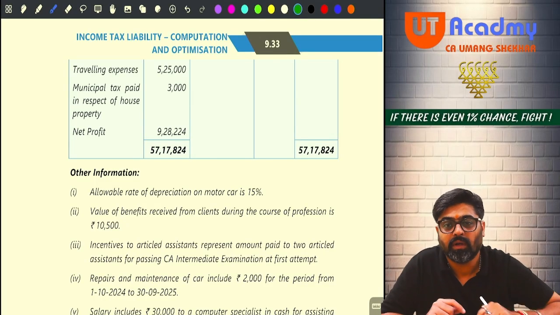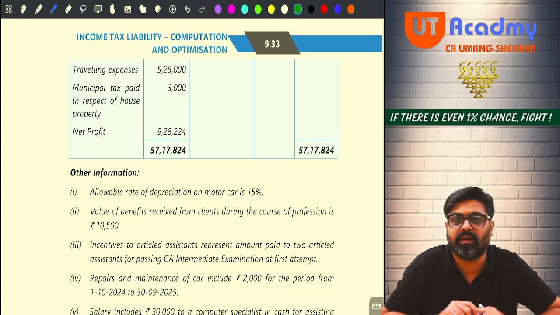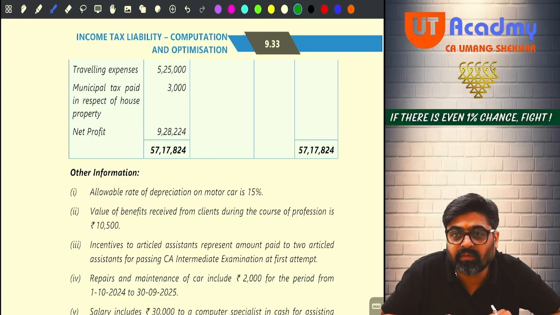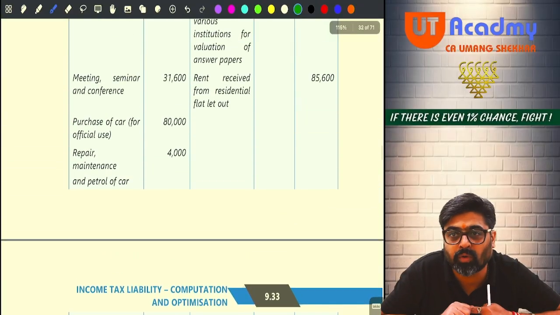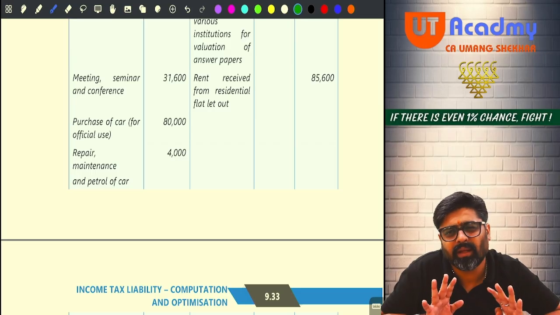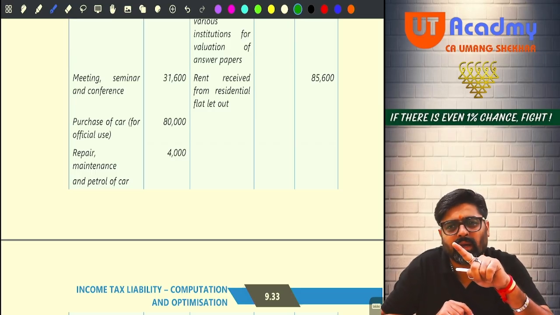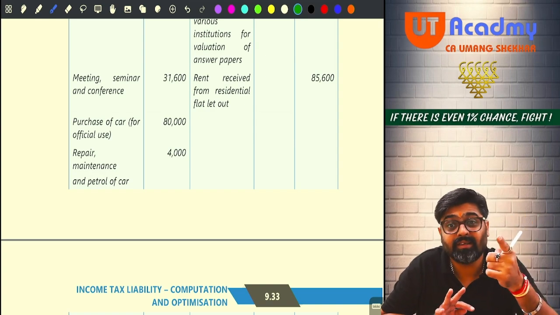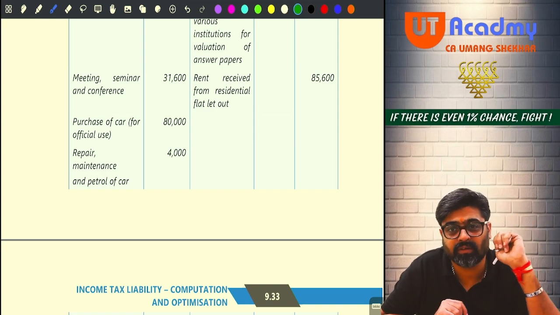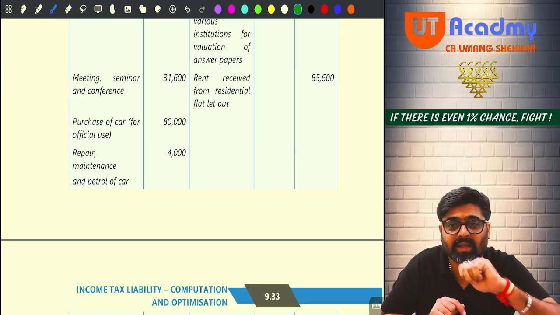But addition details are not given here, so they must have given those details above. Can you see the expenditure side, purchase of motor car for official use? Now tell me, is this motor car purchased for business or profession? Yes. Is it an asset purchased for the business or profession? Yes. So it is a capital expenditure.